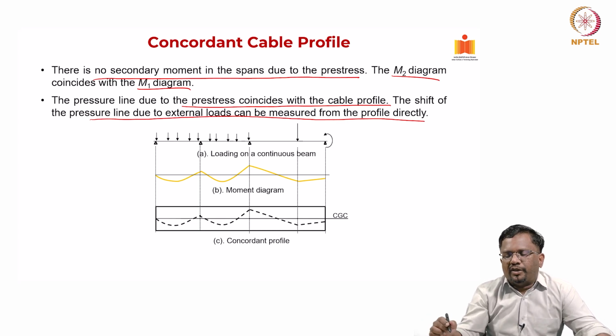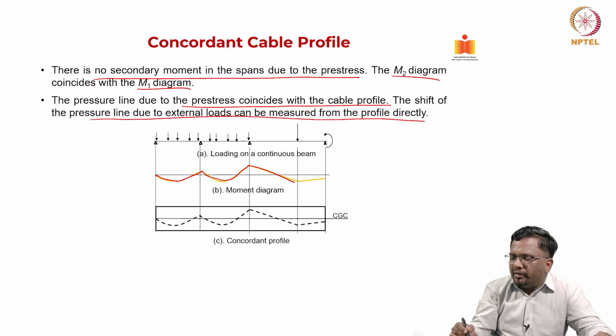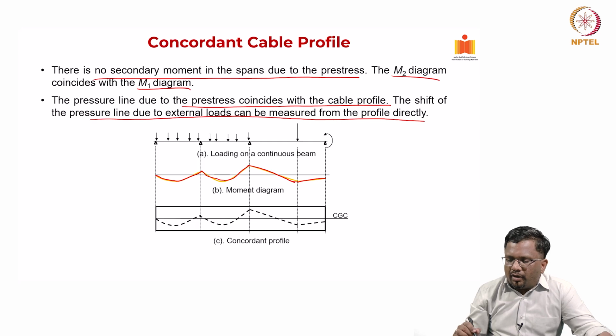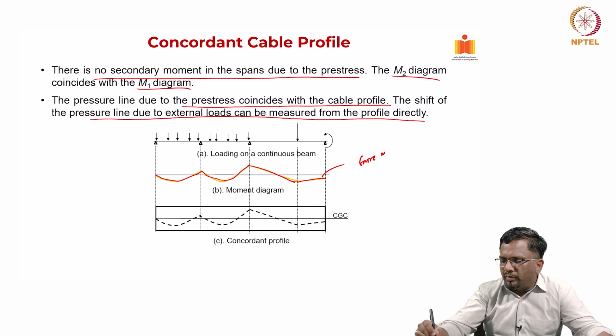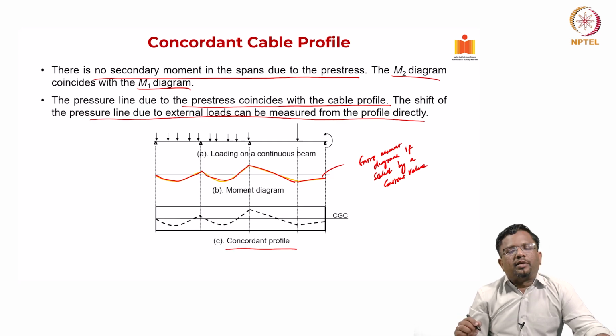Now, let us say this is a loading, an external load that is coming on a continuous beam, and I get this moment diagram. I do some structural analysis, either using the moment distribution method or some stiffness method, and then I get my moment diagram like this. Now, this entire moment diagram, if scaled by a constant value, and if you choose that as a profile, that actually becomes a concordant cable profile.